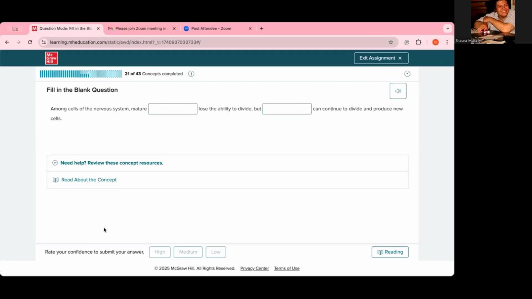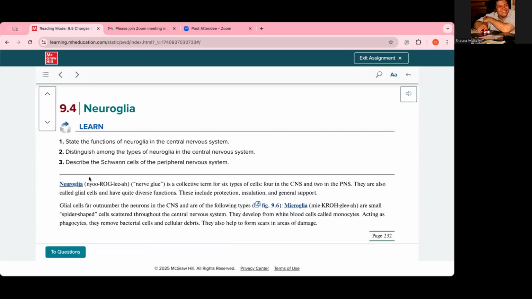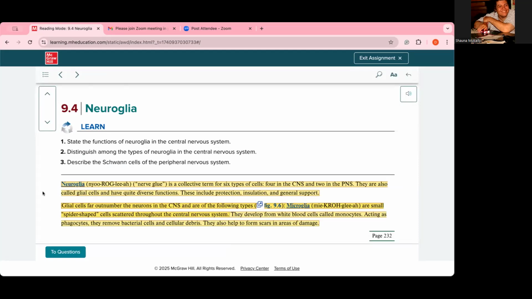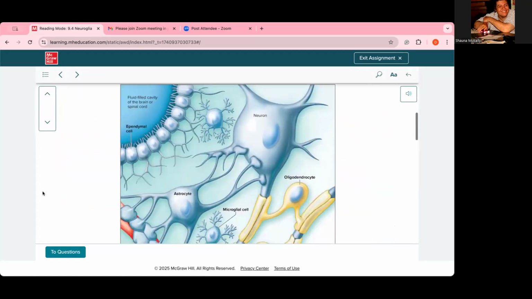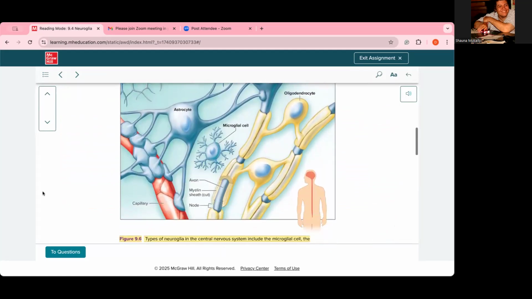Among the cells of the nervous system, mature blank lose the ability to divide, but blank can continue to divide and produce new cells. Okay, let's read about it and see what it says. Okay, we read that part. We read about monocytes and areas of, okay, keep going.